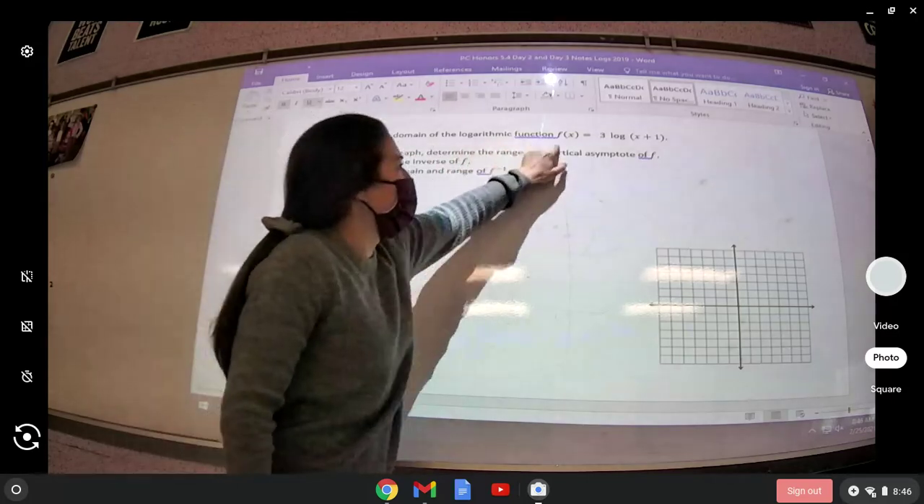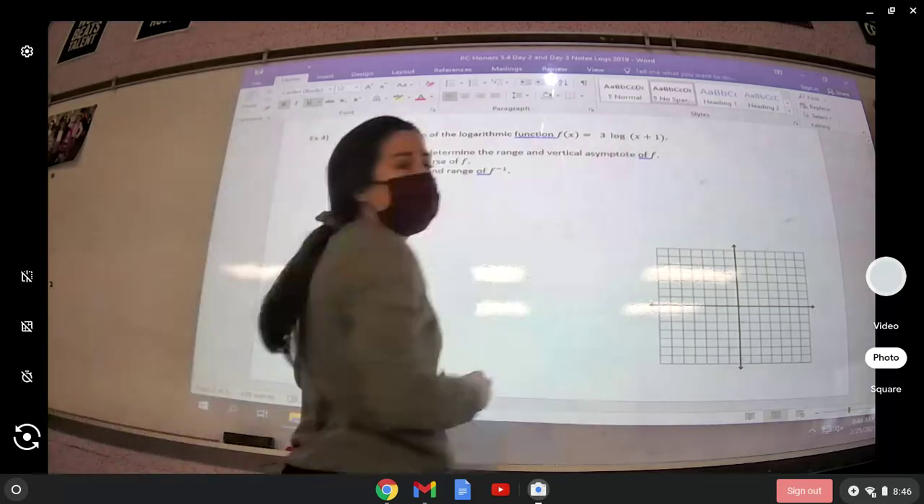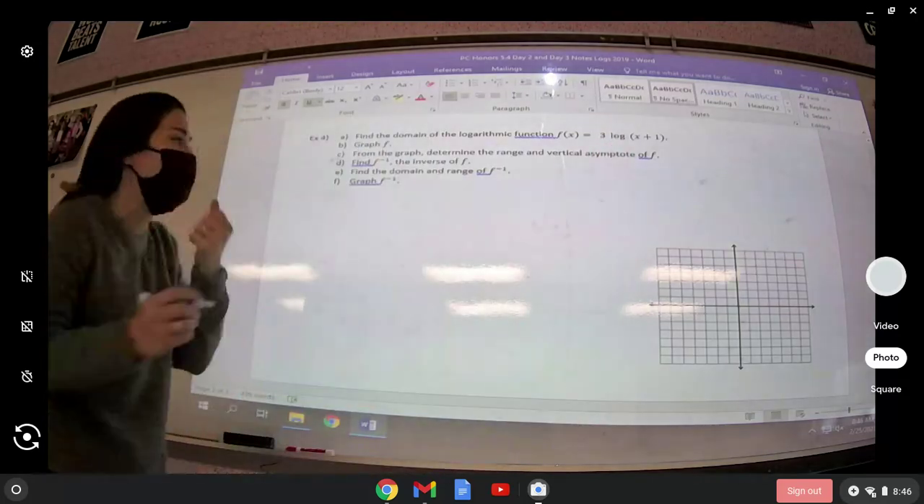The logarithmic function f of x equals that. So you guys do that at home. Find me the domain of this logarithm. I'll do it here, you guys do it there, and we'll see if we get the same answer.